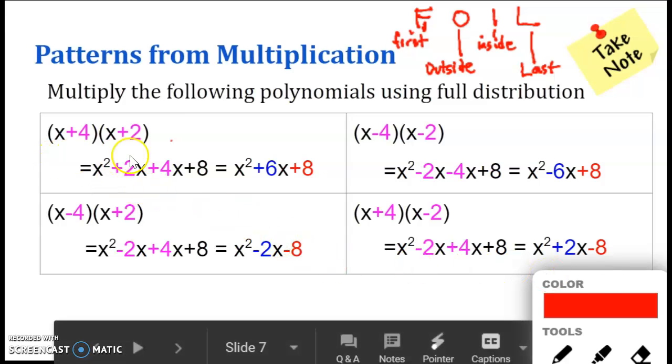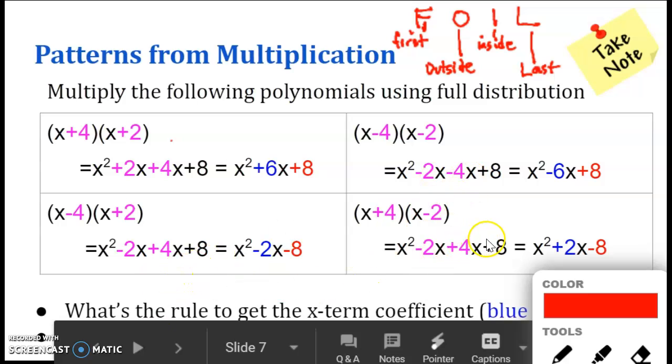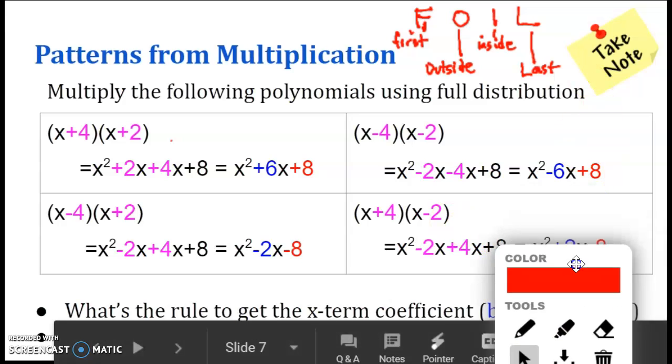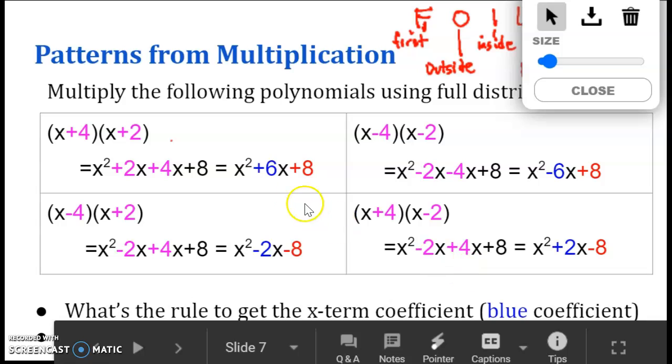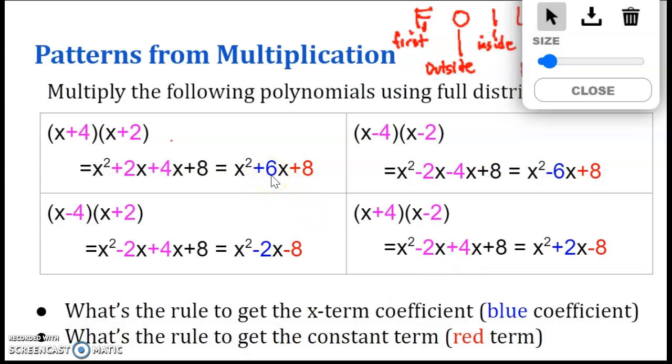Okay? So let's compare. When you compare all the answers, I want you to think about what the rule is to get the x term coefficient. That's the blue coefficient, the middle term. And what is the rule to get the constant term, the red term? Please pause the video and see if you can figure out the pattern between the numbers here and the blue term for each one of them, and the red term.